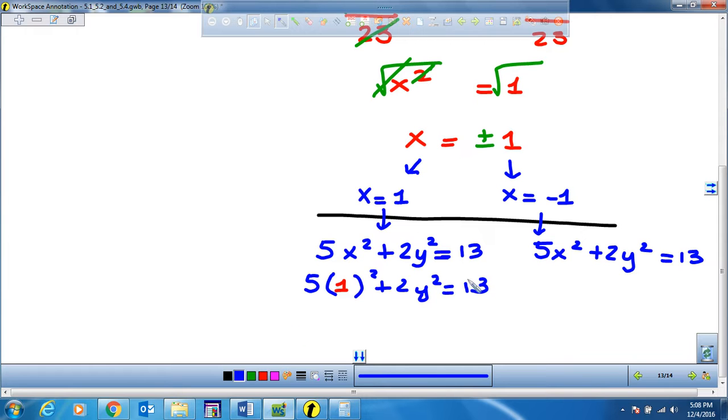So using the order of operations, first you're going to do the exponents. 1 squared means 1 times 1.